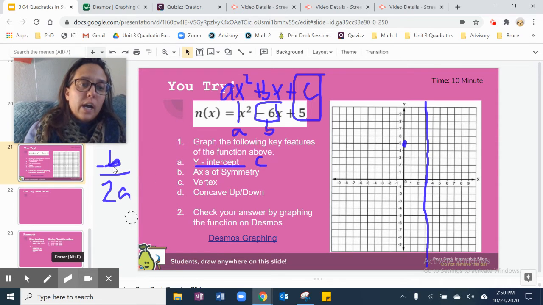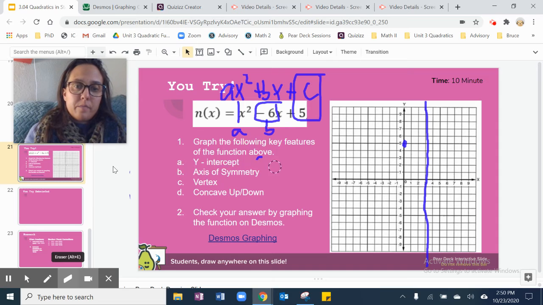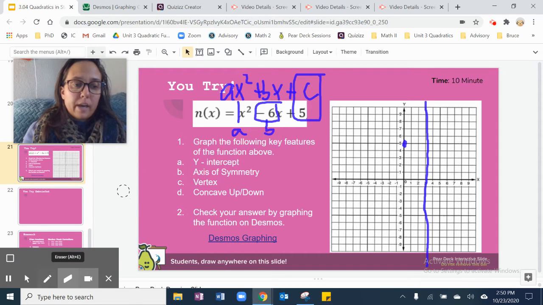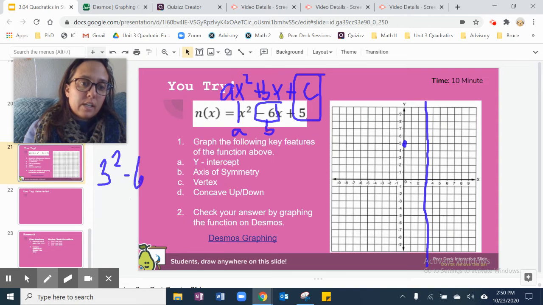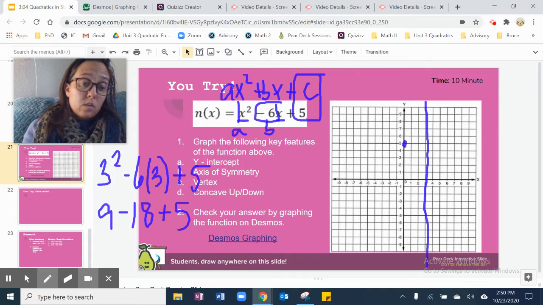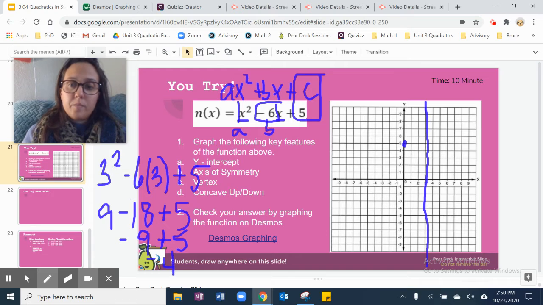Now to find the y value of the vertex, we're going to plug 3 back into the equation. So 3 squared minus 6 times 3 plus 5. So all I did was plug 3 in for x and x here. So that becomes 9 minus 18 plus 5, which is negative 9 plus 5, which becomes negative 4. So that means the y value is going to be negative 4.